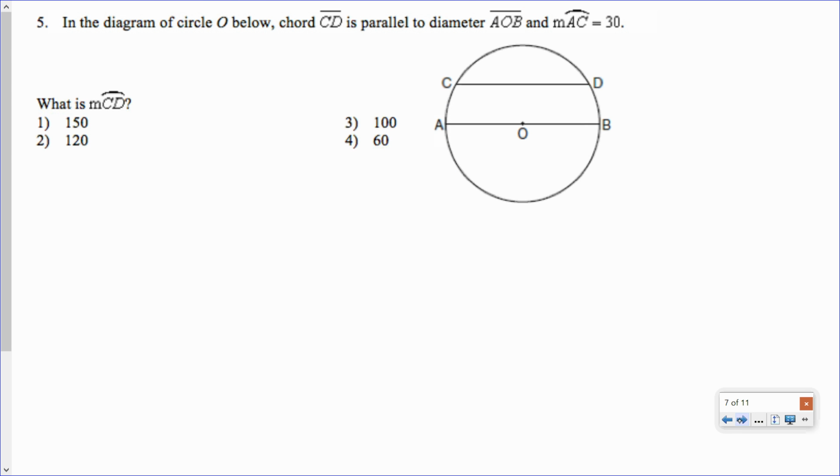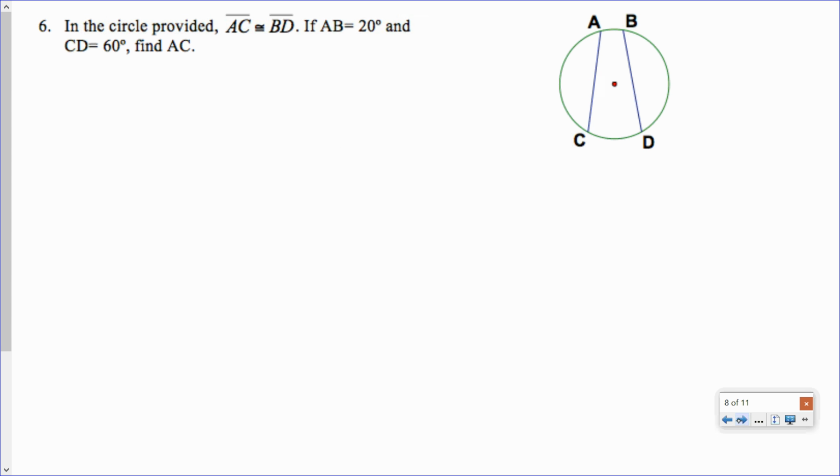So number 4 is a little similar to what we just did. I'm going to skip that one. I'm going to have you do it. Same thing with 5. And I'm going to jump to number 6.